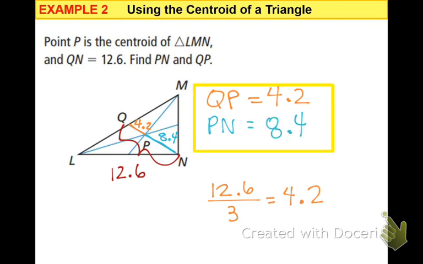And what should these add up to? 12.6. And they do. 4 plus 8 is 12. 2 plus 4 is 6. Go ahead and flip. We have one last thing to talk about.